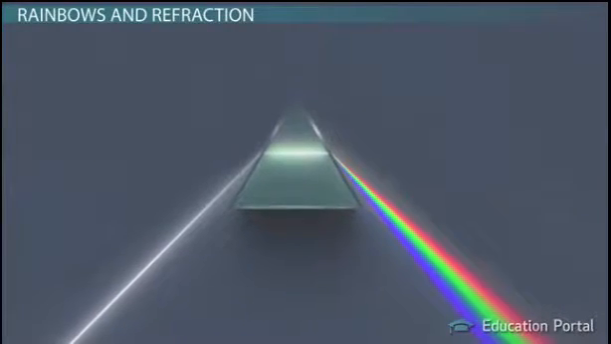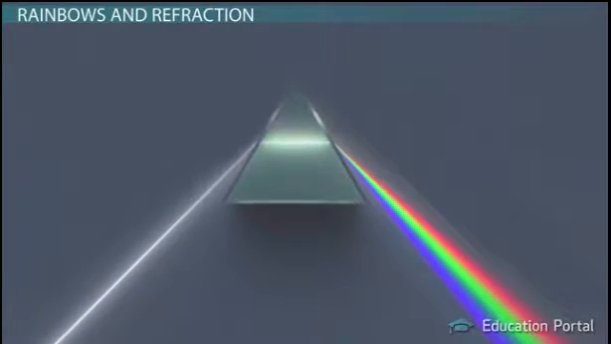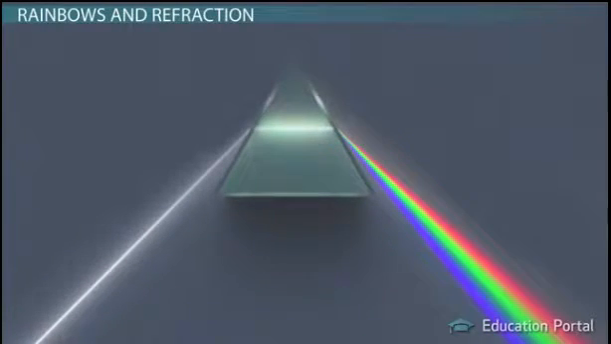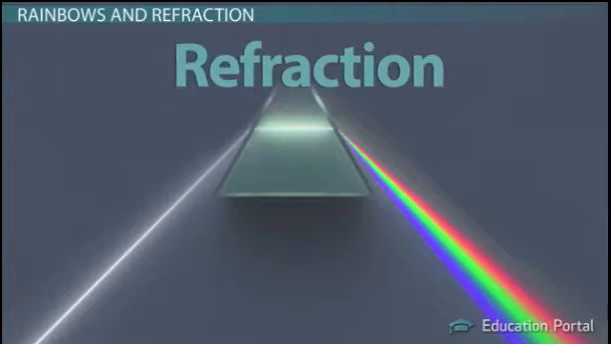But what is it that causes rainbows? How can a simple piece of clear glass create so many colors at once? To find out, we'll have to learn all about the principle of refraction.